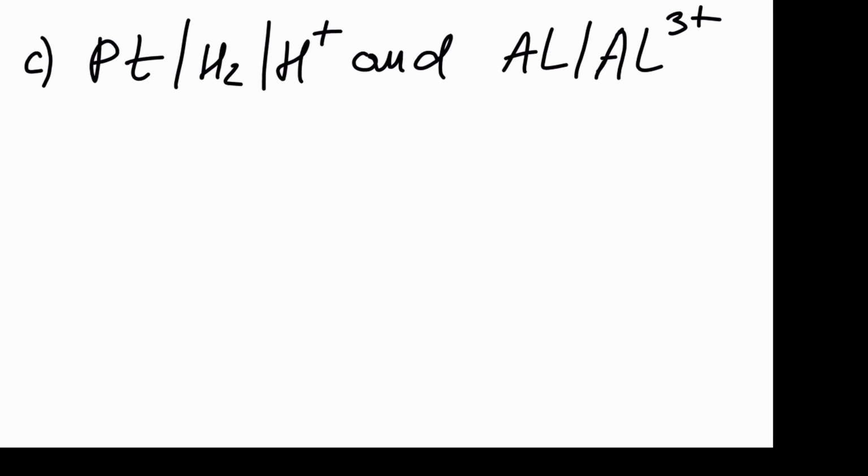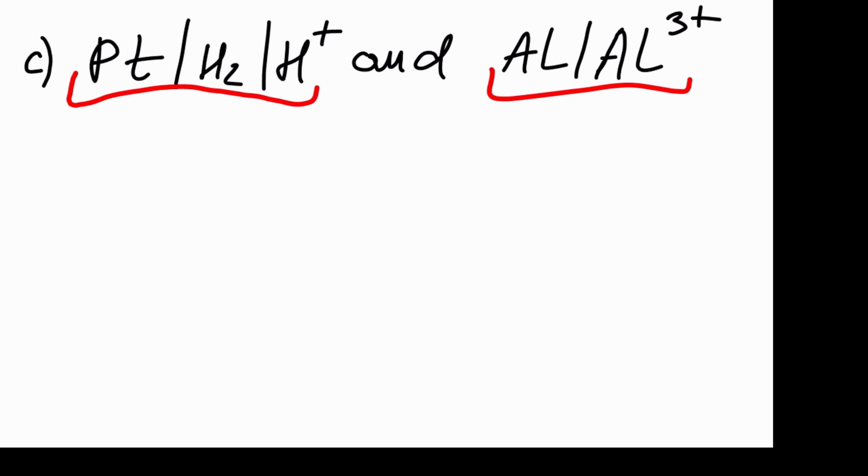I mean example C. Okay, so here you can see that we have two different types of half cells. Yes, we have a metallic type half cell and a non-metallic one. Here we have a gaseous half cell. It's a hydrogen half cell.